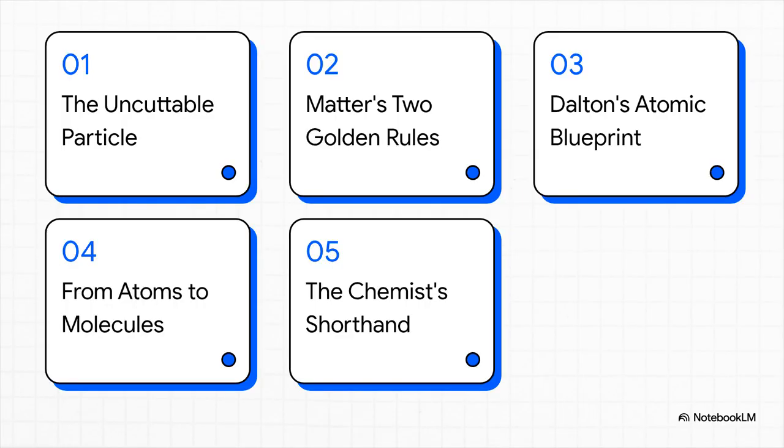So, how did we go from these ancient philosophical hunches to our modern scientific fact? Well, that's the journey we're about to take. We're going to start with that uncuttable particle itself. Then, we'll uncover the two golden rules that govern all of matter. After that, we'll meet the guy who put it all together in the first real atomic blueprint. And finally, we'll see how these atoms team up to build, well, everything.